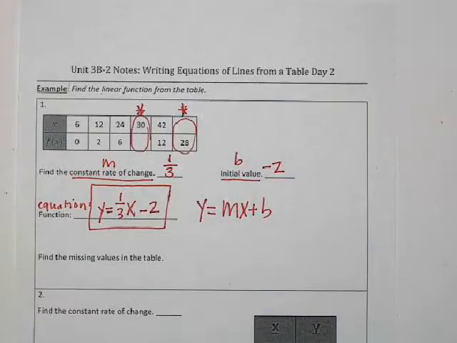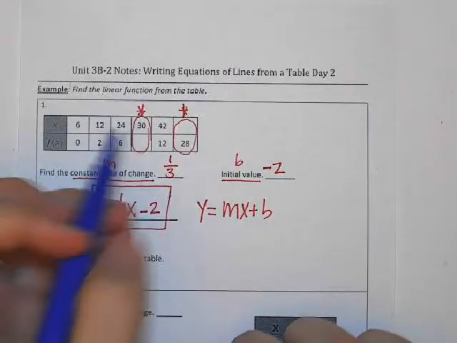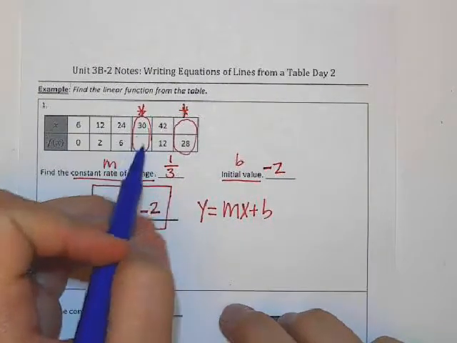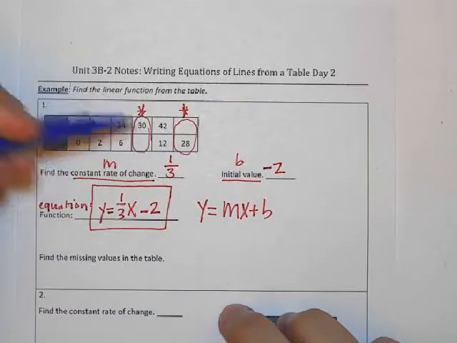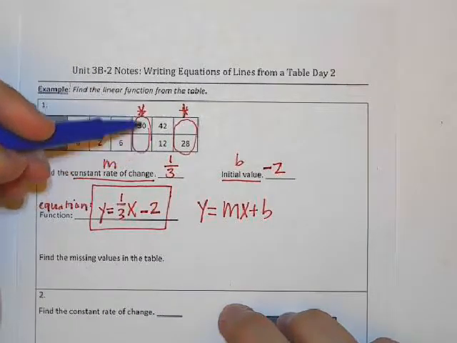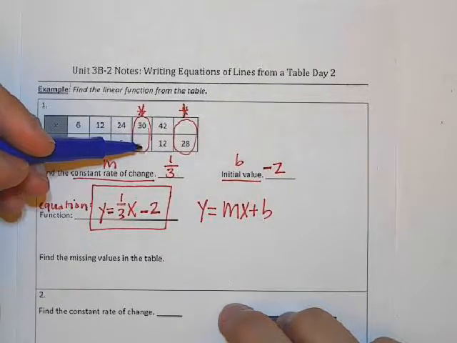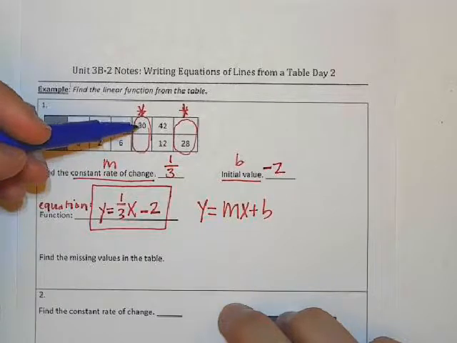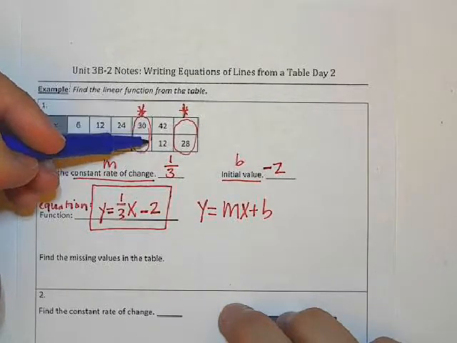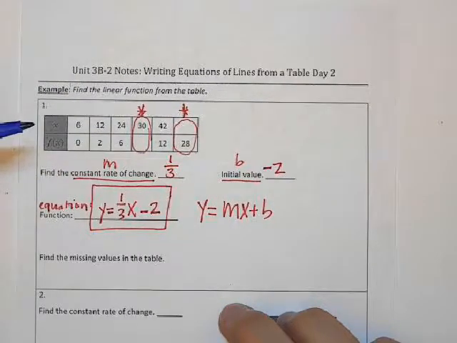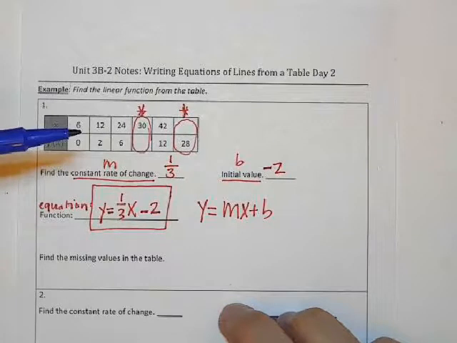Okay, find the missing values in the table. Okay, here we go. Let's start with this box right here. Okay, what information? Remember this X and the Y go together. So I know the X, but I don't know the Y. So what could I do with 30 to go find the Y? Replace it for X.